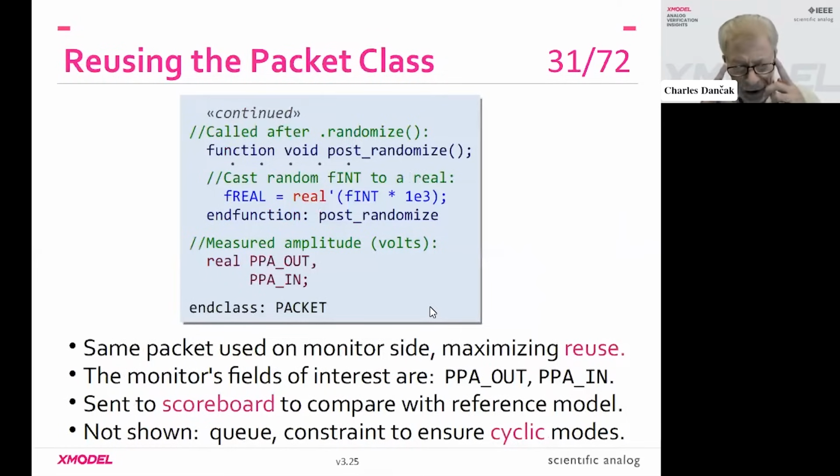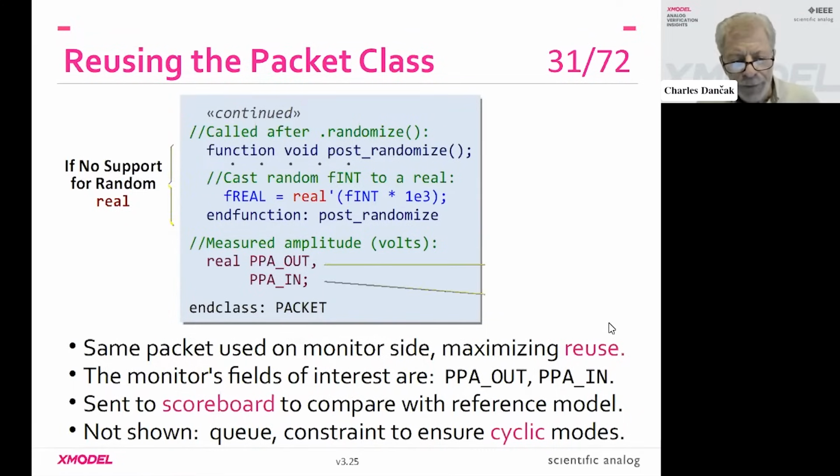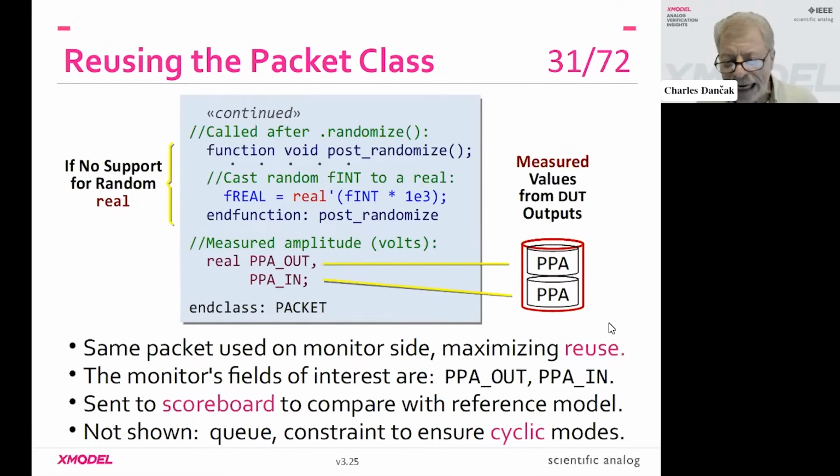Here's the other side of our packet. A detail I should mention: since we're using VCS simulation in this webinar, we don't yet support randomizing a real value. So we had to randomize the integer frequency and then cast it to a real. And we can do that in the post-randomize method, which is automatically called once .randomize finishes. Anyway, here are the two fields of the packet we need on the monitor side, and we'll send those on up to the scoreboard.